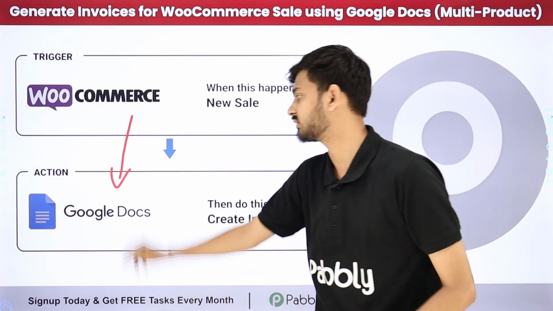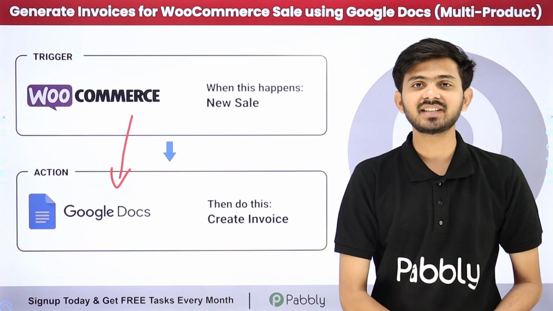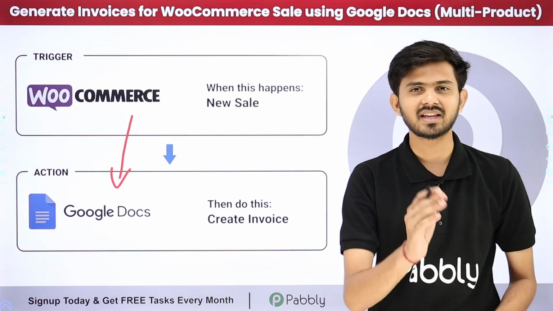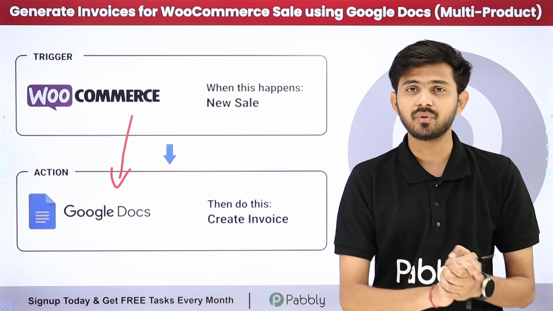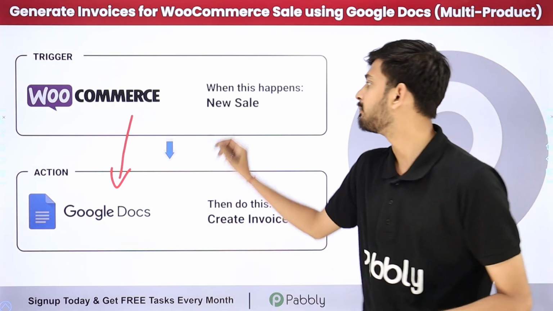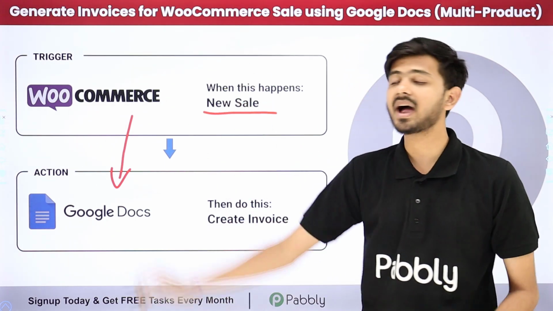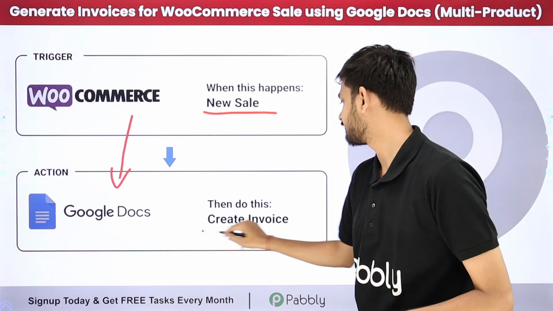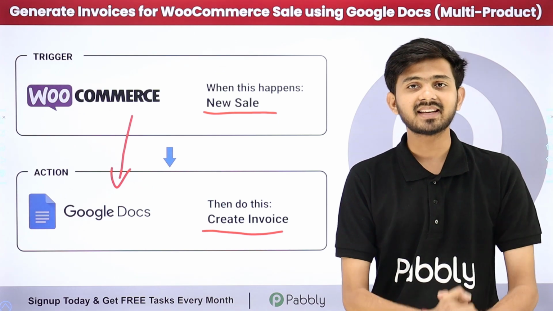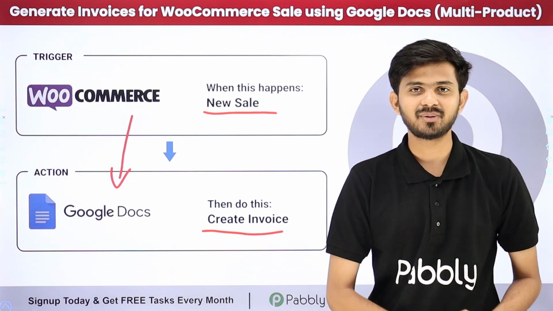So for my objective, I need to build a connection between WooCommerce and Google Docs. For building this connection, I'm going to use Pabbly Connect, which is an amazing software for automation and integration. Now with Pabbly Connect, whenever I receive a new sale for a multi-product order, then automatically, by using those details, I'm going to create an invoice in Google Docs. So how am I going to build this connection? For that, let me take you to my computer screen.